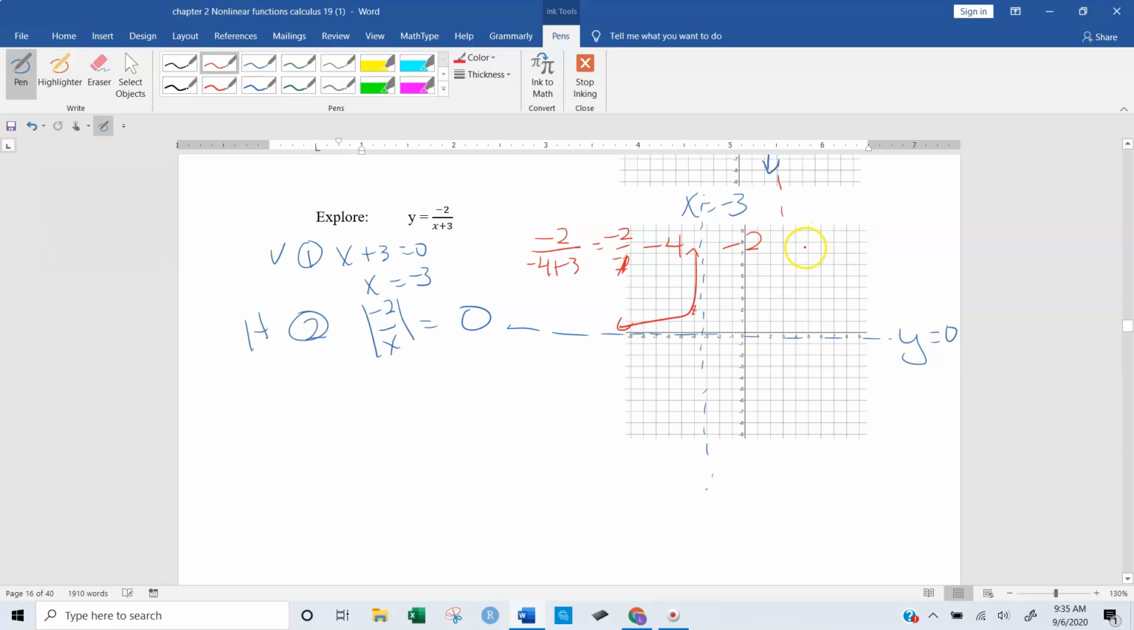Type in the -2 next. So now we have -2 over -2 plus 3, -2 over 1, or -2. So -2 is down here. Again, approach, but do not touch.